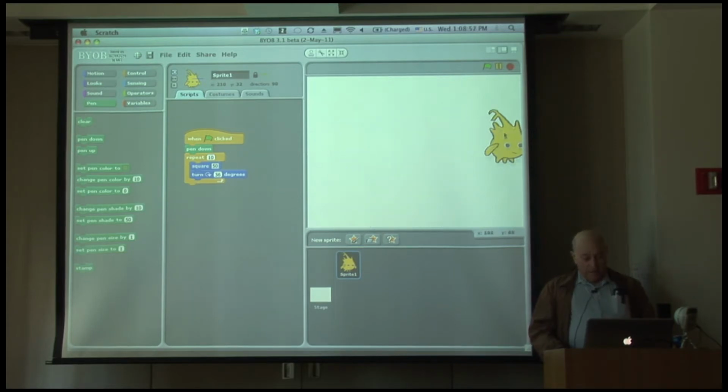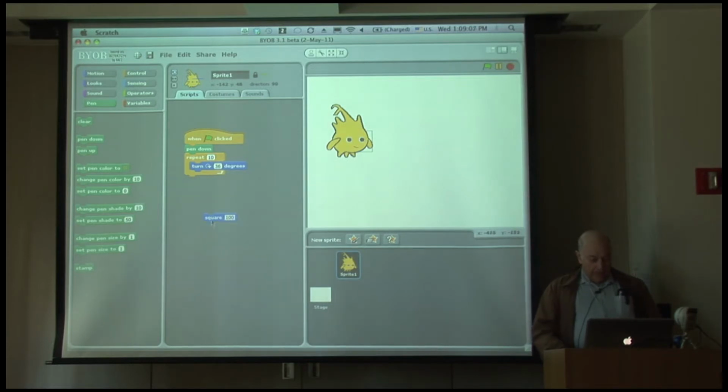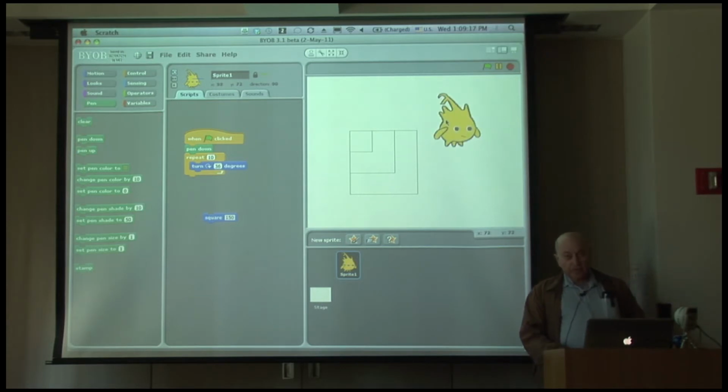Or maybe it'll be clearer if I just take the square block by itself. So here's a square of size 50. And here's a square of size 100. Here's a square of size 150, and so on. Okay? So that's how we make blocks and how we make inputs to blocks.